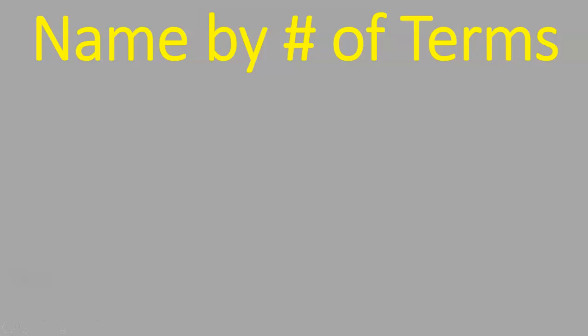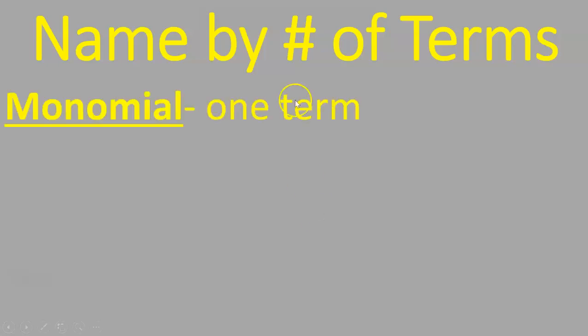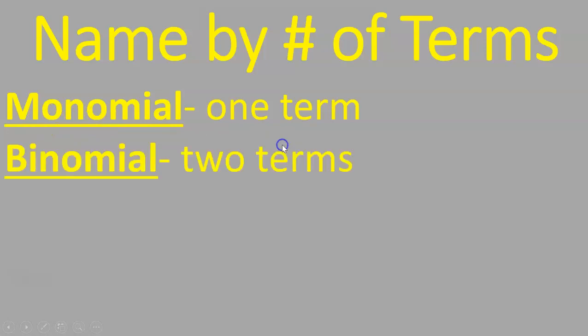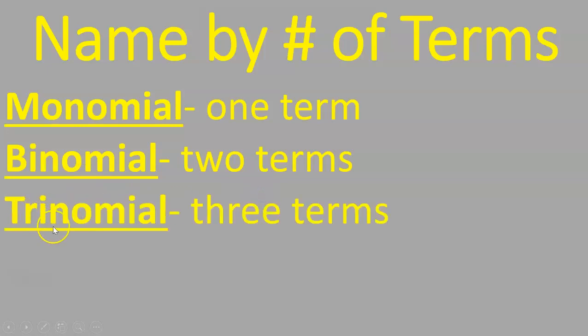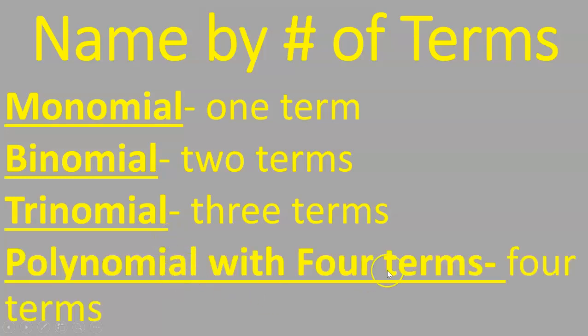We do have names based on the number of terms. One term is called a monomial. 2 terms is called a binomial. You may be familiar with bicycle, binoculars, 2 wheels, 2 lenses. That prefix means 2. And tri, the prefix means 3, like Triceratops, the dinosaur with 3 horns, or tripod with the 3 legs for your camera, and so forth. If it has more than 3 terms, we just generically call it a polynomial with that many terms. For example, 4 terms you see here.